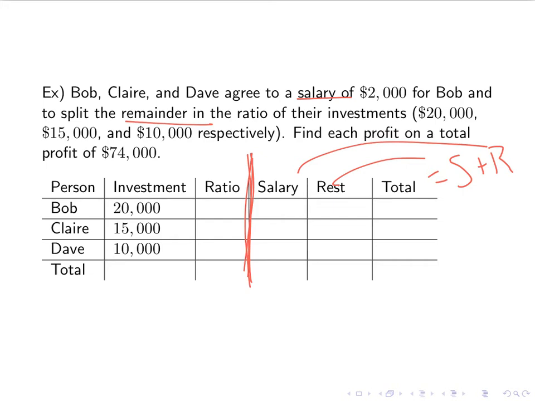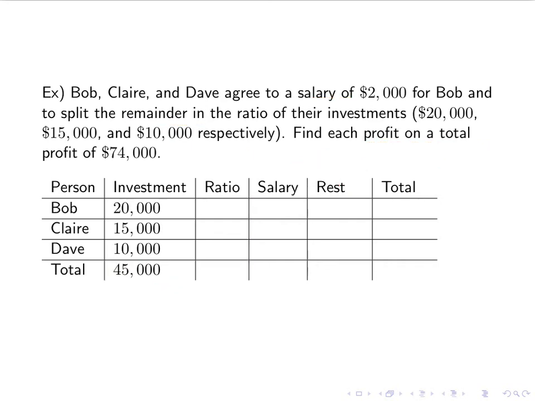They paid that a long time ago. They're not getting it back. And the ratio is just going to be a ratio, so you're not going to be adding that to it. Okay, so the total is the salary plus the rest or the remainder. So I need the ratio of their investments, which means I need their total investment. So that's the first thing I got to do. How much did they invest in total? So I add them up and I get 45,000.